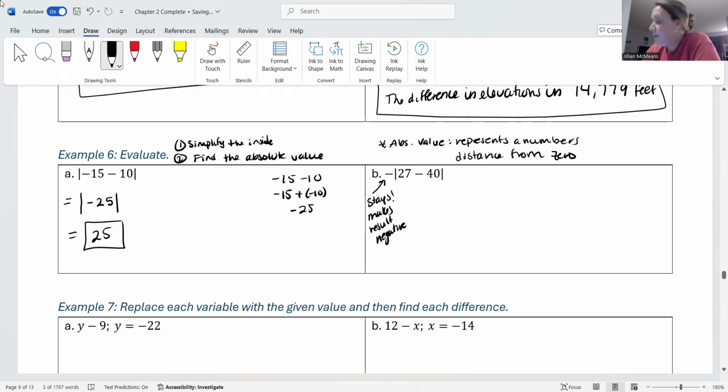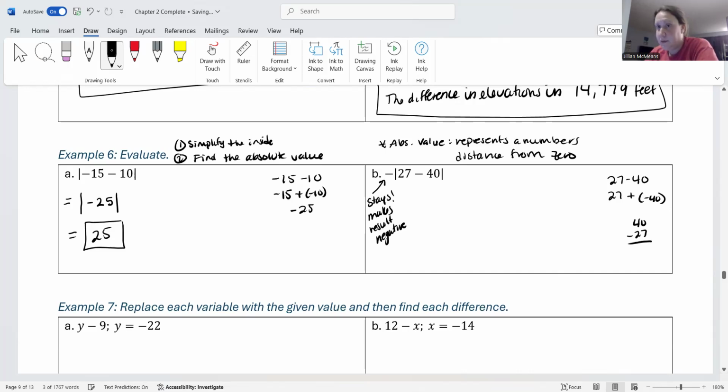So let's look at the inside. Inside the absolute value bars, we have positive 27 minus 40. So we want to keep the 27. And instead of subtracting positive 40, we're going to add negative 40. And now we're adding two numbers that have different signs, so that tells me to subtract. So I want to take 40, that has the larger absolute value, and subtract 27.